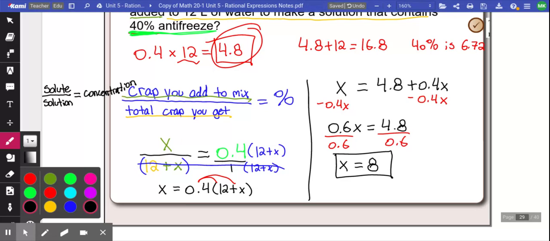I'm out here breaking up crimes like a superhero and trying to teach math, and you want me to use science words like solute and solution? Like, come on now. Crap you add, crap you got. Equals percentage. That's the best I got for you people.